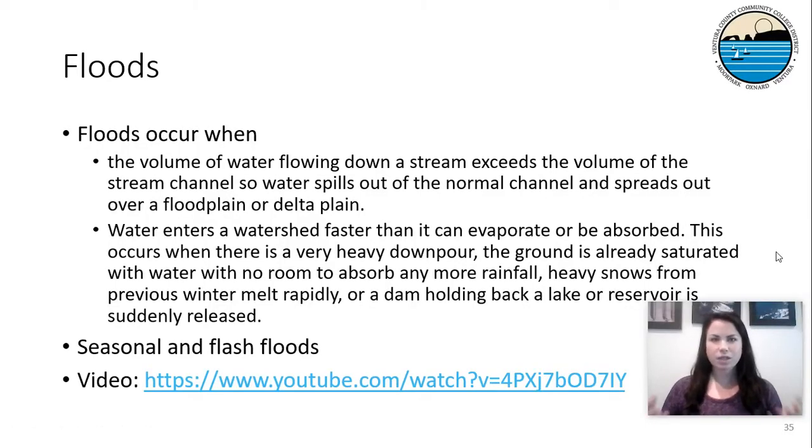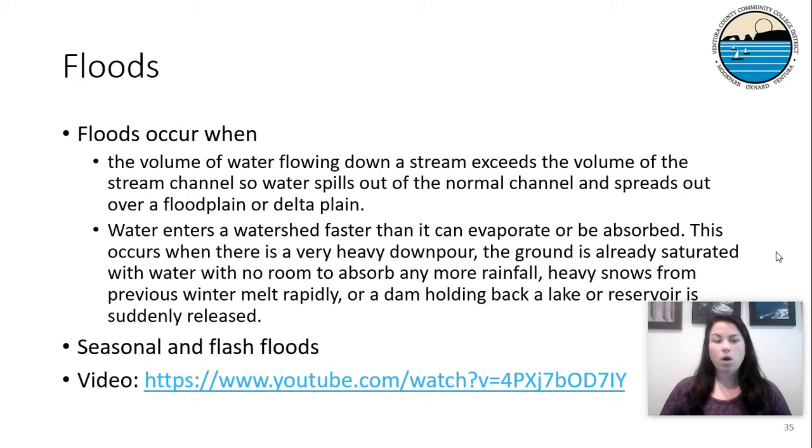So what happens when the stream exceeds the sides of the channel? Well, that's when flooding occurs. And this is when the volume of water flowing down a stream exceeds the volume of the channel and spills out over the normal bounds of the channel, and it spreads sometimes over that floodplain.